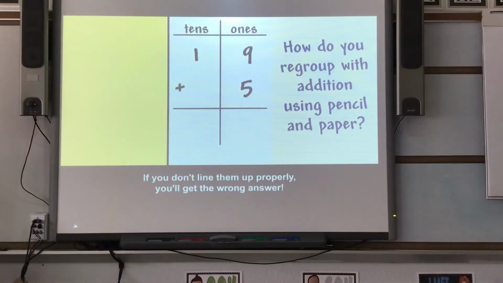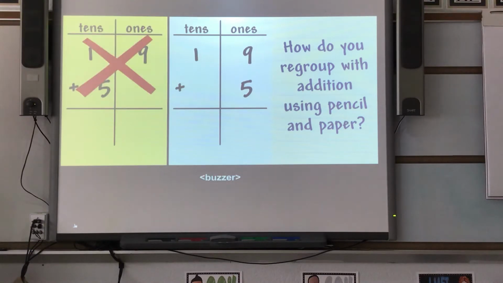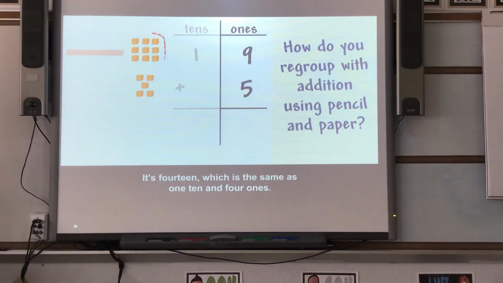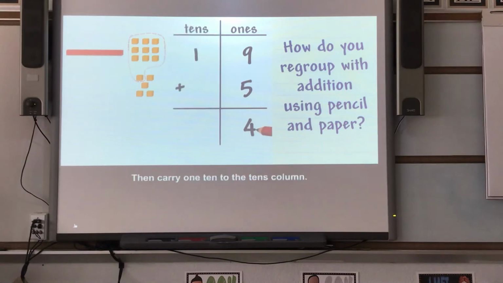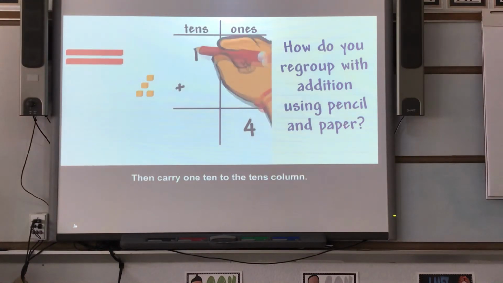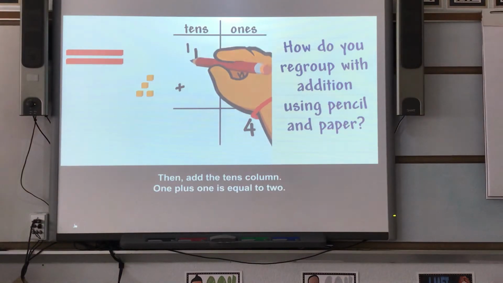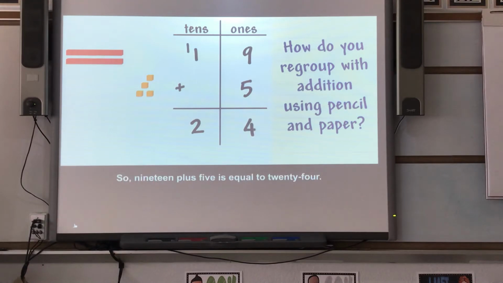If you don't line them up properly, you'll get the wrong answer. First add up the ones column. 14, which is the same as 1 ten and 4 ones. So put the 4 in the ones column, then carry 1 ten to the tens column. I like to write it above. Then add the tens column. 1 plus 1 is equal to 2. So 19 plus 5 is equal to 24.